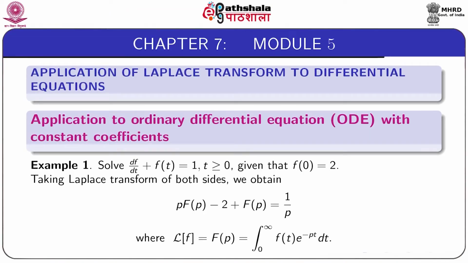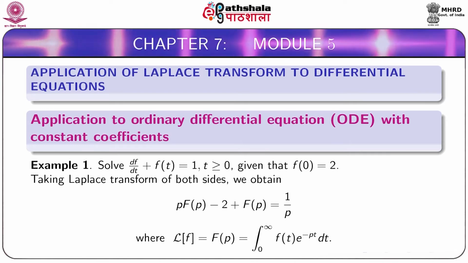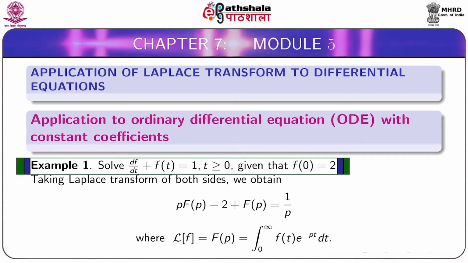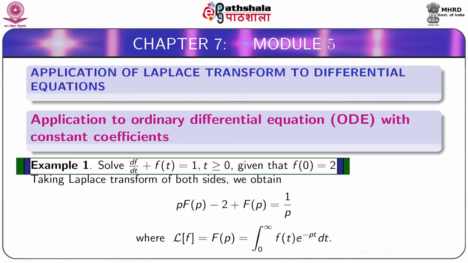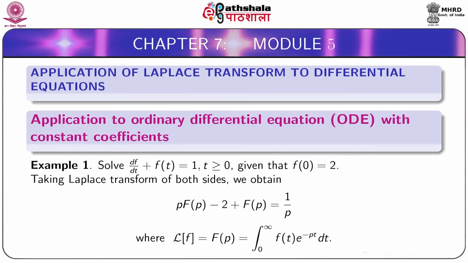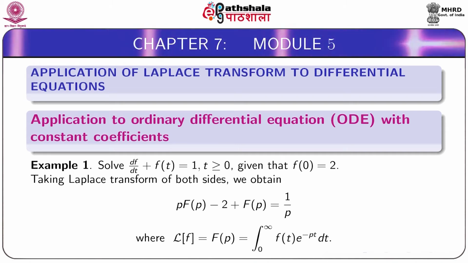In example 1, we shall consider first order ordinary differential equation given by df/dt plus f(t) equal to 1, where t is greater than or equal to 0. The initial condition is given as f at t equal to 0 is equal to 2.